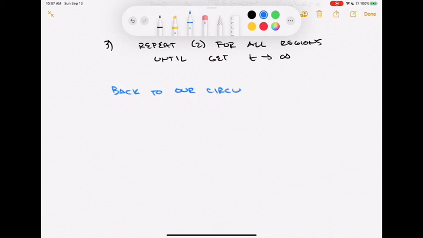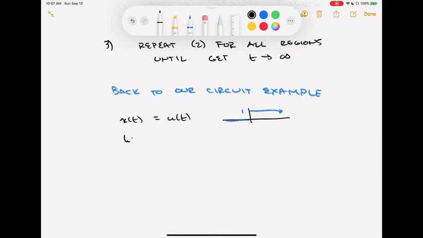So let's go back to our circuit example. Back to our circuit example, right? We had an x of t equaling u of t, and we know what that basically looked like. We had an h of t equaling 1 over RC e to the minus t over RC. And we knew what that looked like. That looks something like this, okay?